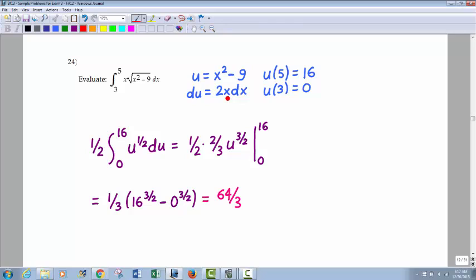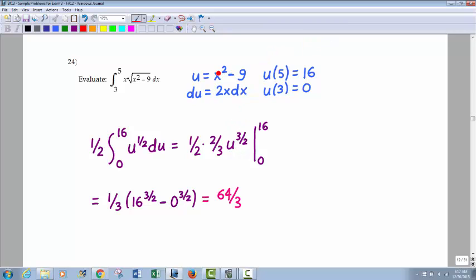Now, there's two ways you can do these problems. I'm a big fan of changing the limits of integration on these definite integrals. That prevents you from having to go back to x at the end. Oftentimes students will mess up because they'll do this u and then put the original limits in there, 5 and 3. If you don't change the limits of integration, you have to replace the u back with x squared minus 9, which is what you have to do for an indefinite integral. But for definite integrals, that's not required.